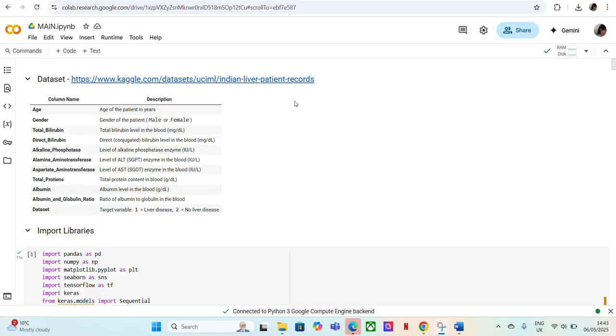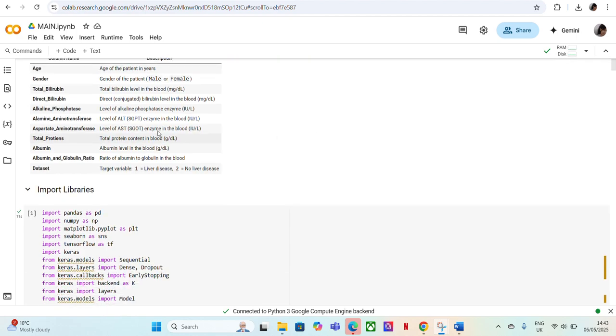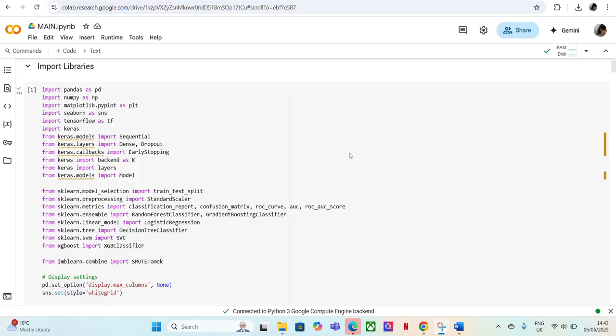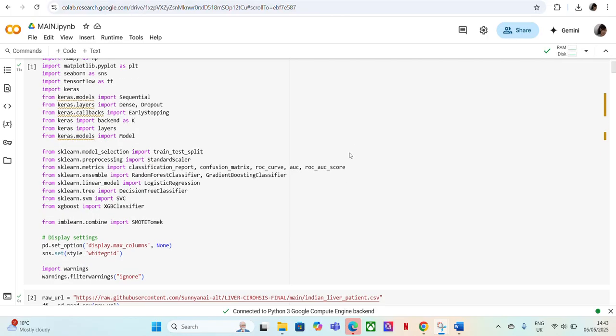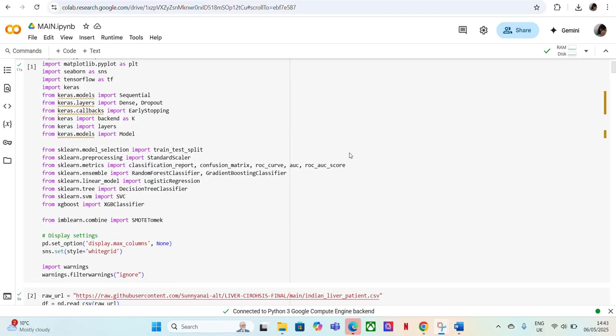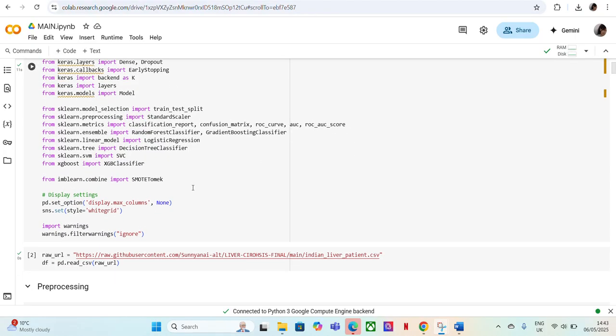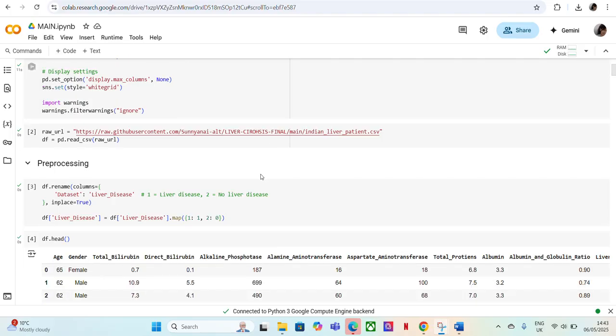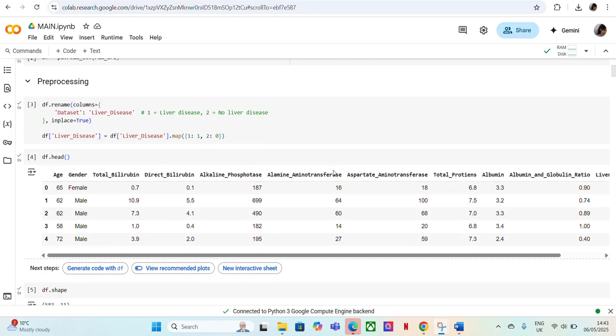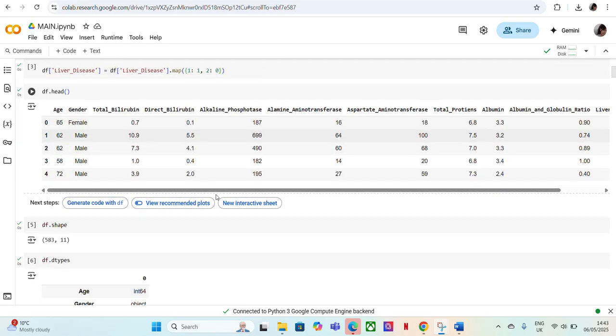The data set I have taken from Kaggle, which I have mentioned here. These are the features from the data set. And these are the libraries imported: pandas, numpy, seaborn for visualization, and everything mentioned here. Then reading the data set from GitHub, then pre-processing it.